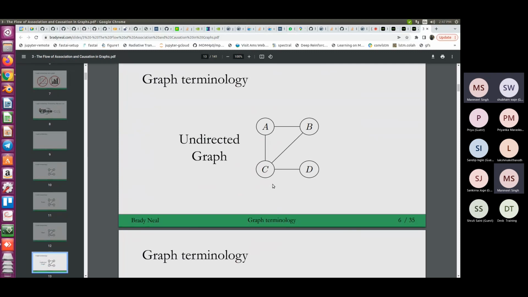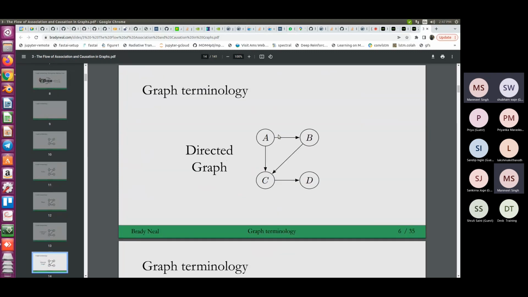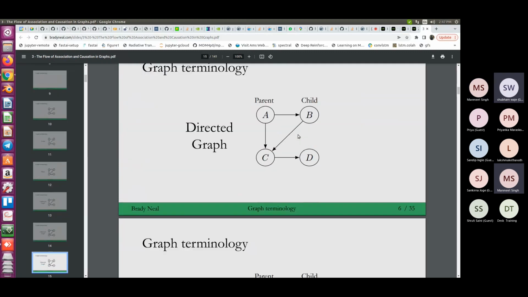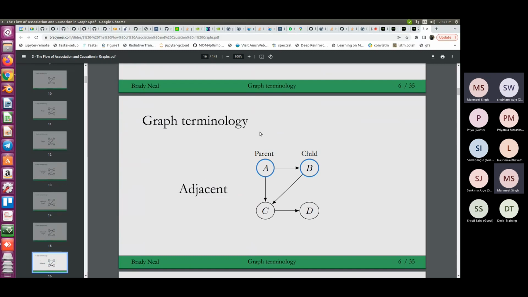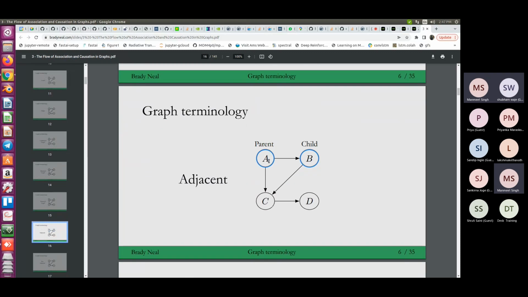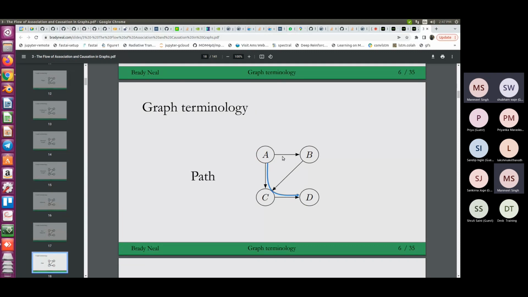Then we can have an undirected graph and a directed graph. In a directed graph, we can say who is the parent and who is the child. So A is the parent, B is the child here. A and D are not adjacent to each other, whereas A and B are adjacent to each other. Any two nodes that are connected through an edge are adjacent to each other.